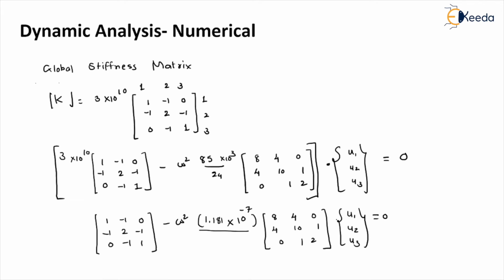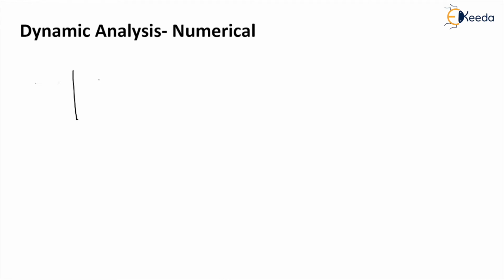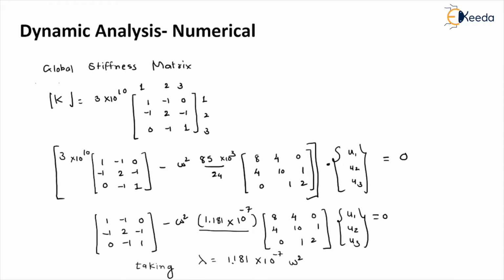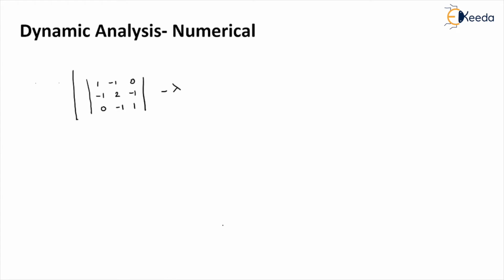If we take this as my eigenvalue, lambda equal to 1.181 into 10 raised to minus 7 omega square, we have an equation like this: the stiffness matrix 1 minus 1 0, minus 1 2 minus 1, 0 minus 1 1, minus, instead of this whole value we have taken lambda, that is my eigenvalue.